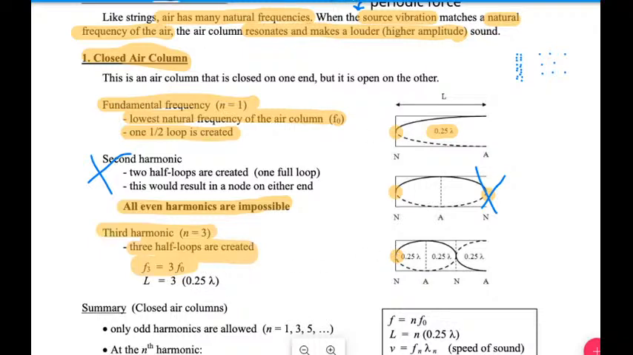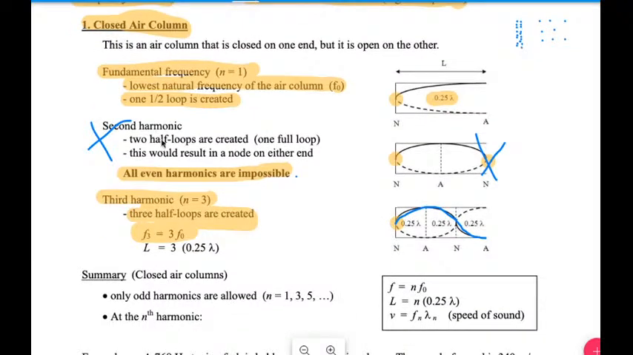Because if we were to continue drawing our wave here, there's half a wavelength, there's 3/4, and a full wavelength would be here, and that would be our fourth harmonic, which is impossible, right? So just have to be able to see where we're at in our wavelengths with these drawings. That's going to be an important part of this.